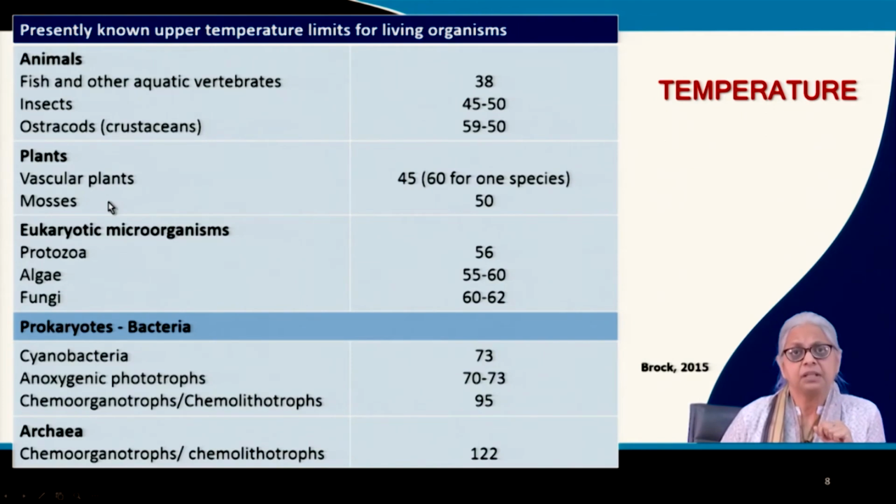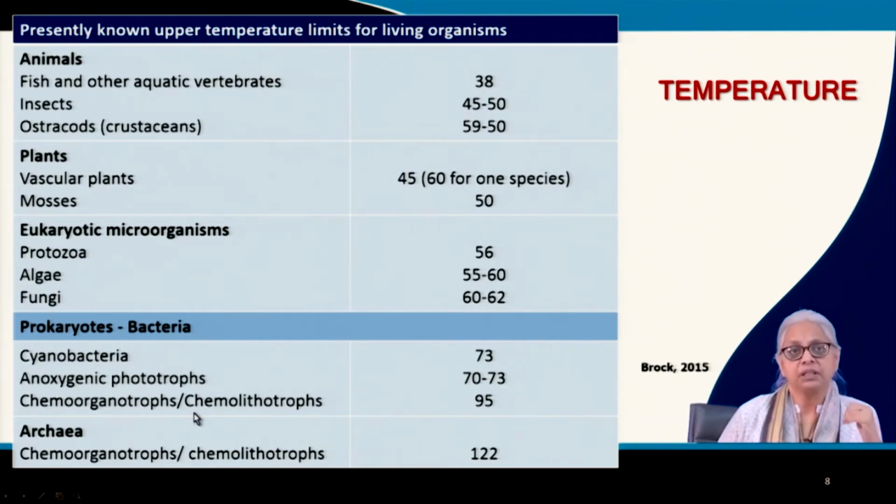Plants are generally more sensitive. Vascular plants cannot survive beyond 45 degrees centigrade. For one species, it was 60 degrees centigrade. Moss, which is a type of plant, has an upper limit of 50 degree centigrade. Eukaryotic microorganisms: protozoa, 56 degrees; algae, 55 to 60 degrees centigrade; fungi, 60 to 62 degree centigrade.